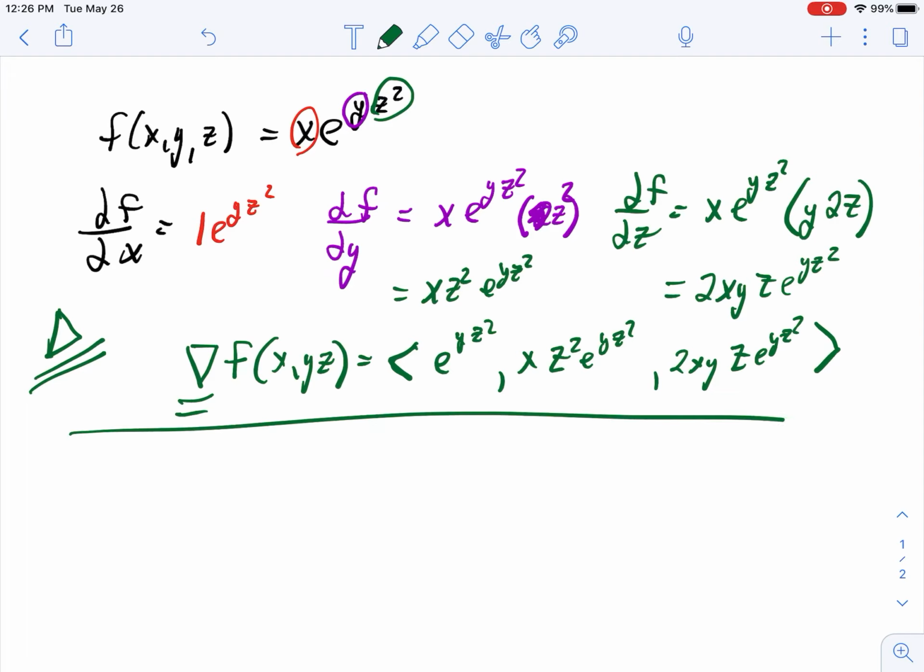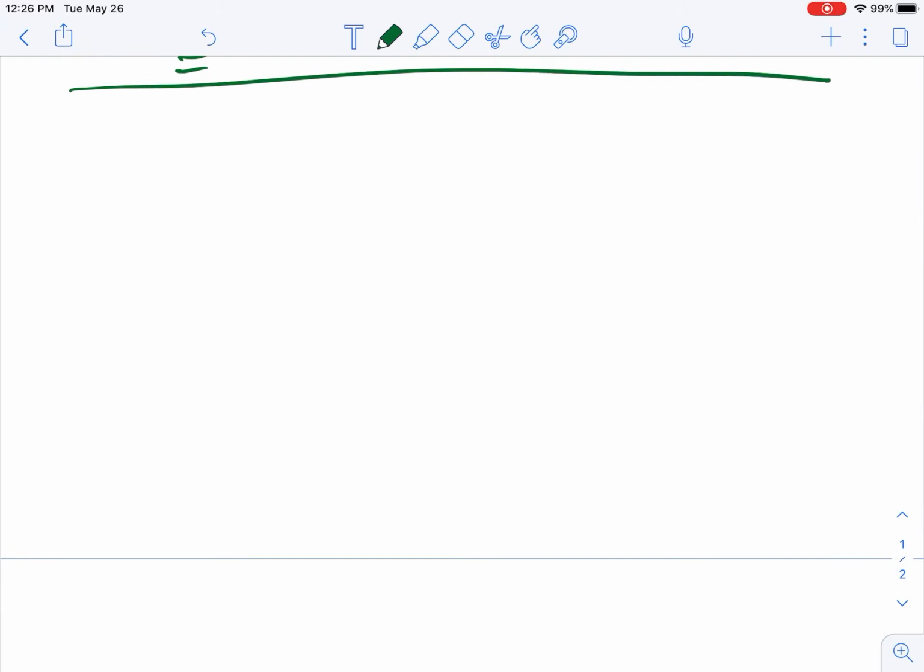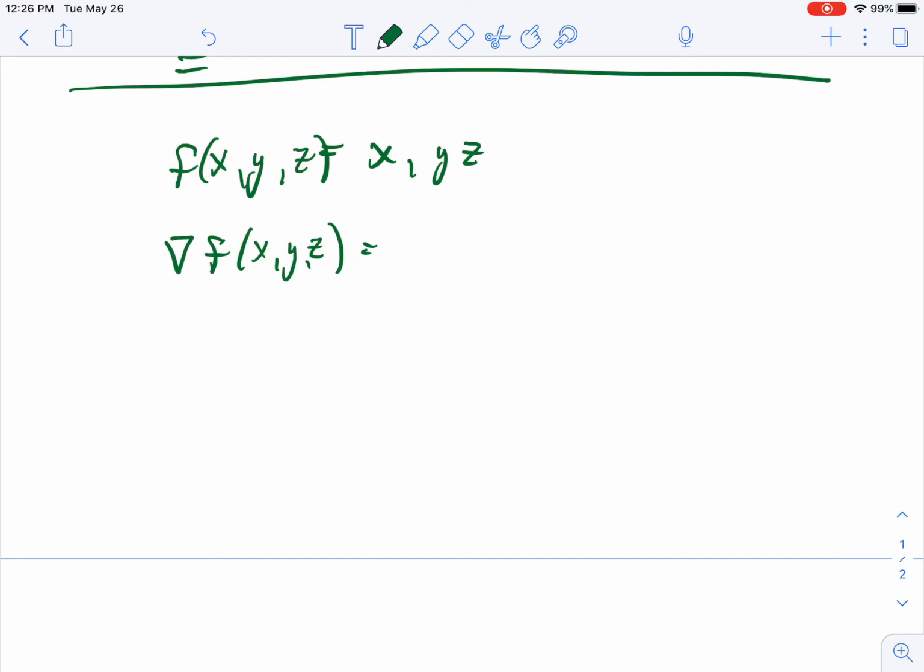So therefore, if I put some numbers in this, let's just do another example here. Let's say my function f of x, y, z is x, y, z. If I want to do the derivative of these, but I want it as a partial derivative of x, y, z.